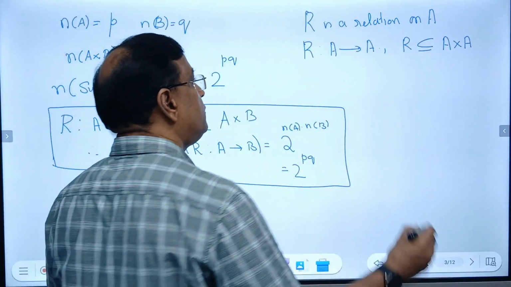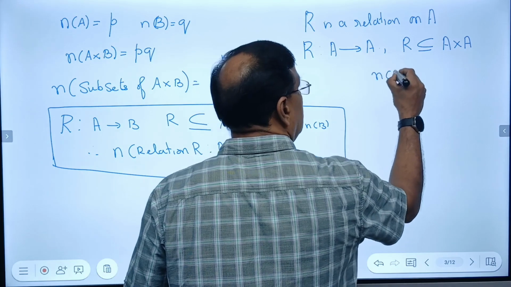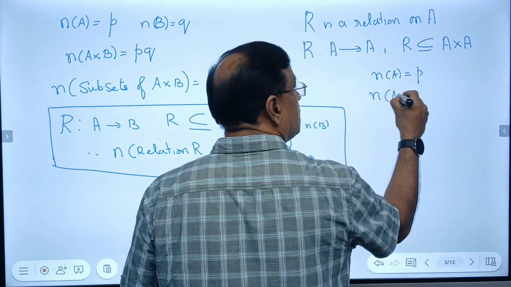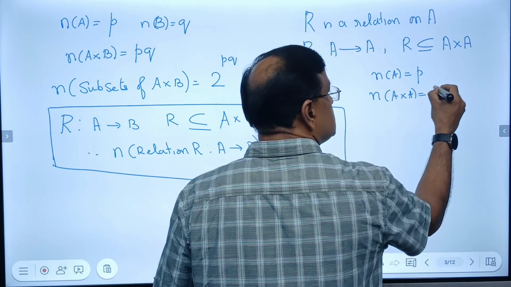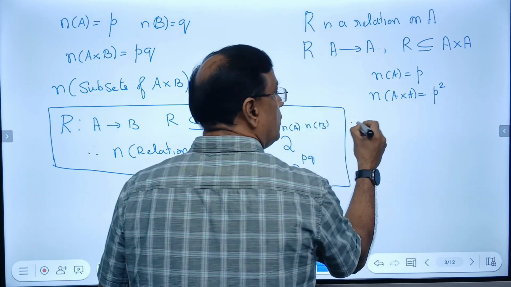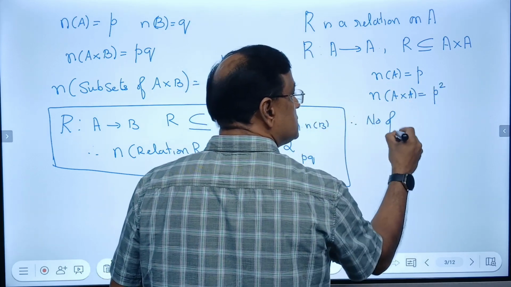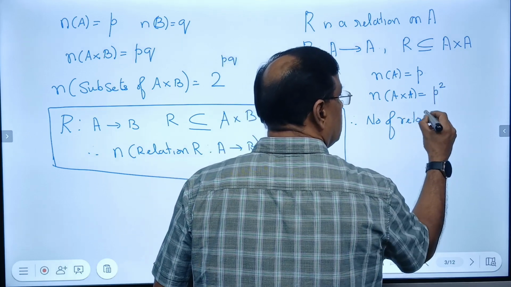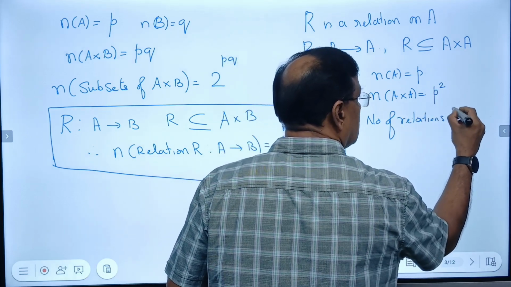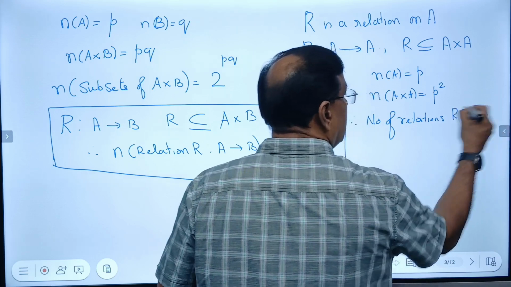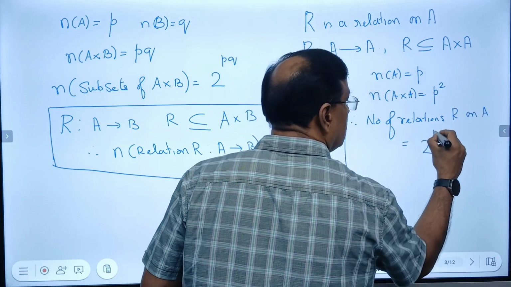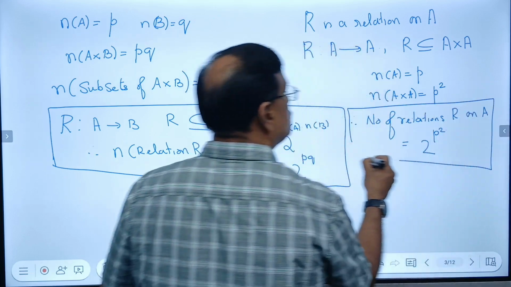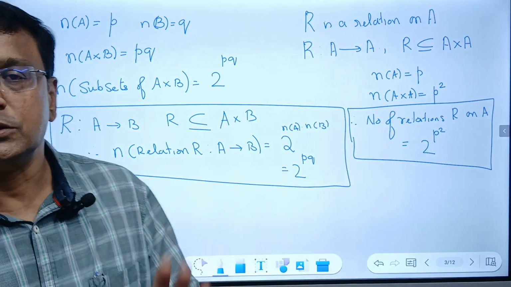Now, let us assume the number of elements in A as, say, P. So, how many elements will be there in A cross A? It will be P square, correct? Therefore, the number of relations on A will be 2 to the power of P square. Another very important formula that you should know for a 1 mark question.